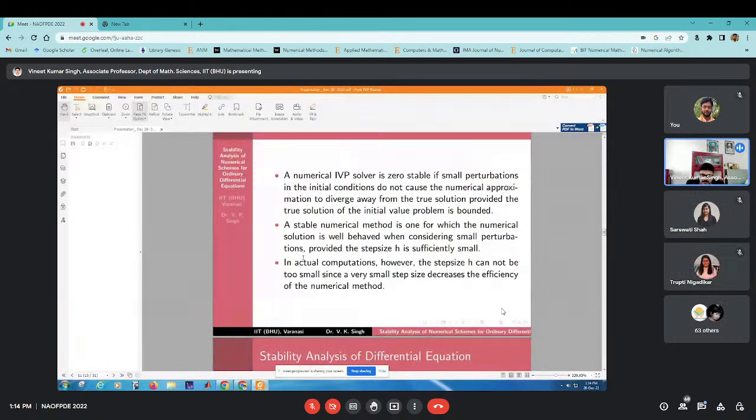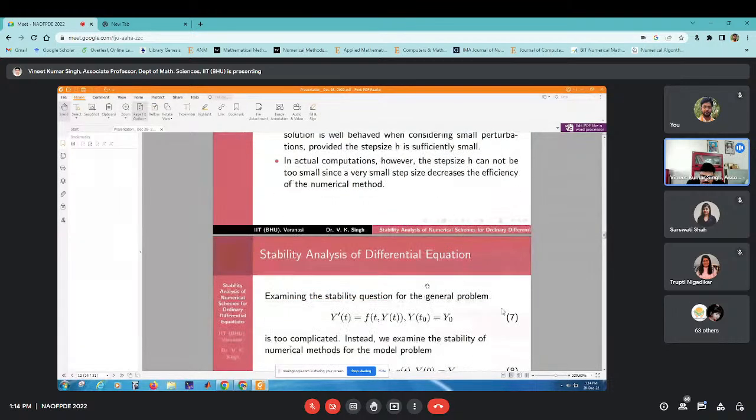And a stable numerical method is one for which the numerical solution is well behaved when considering small perturbations, provided the step size is sufficiently small. In actual computation, we are not taking just any small value for the step size; there should be some condition. We cannot choose any step size. Okay, so I'm coming to this part now.